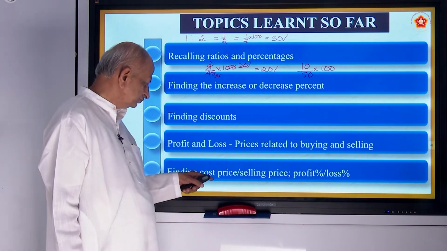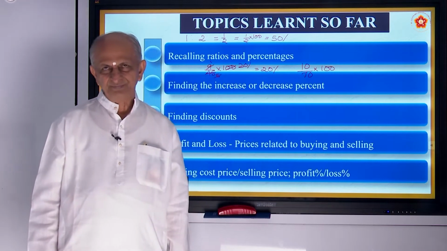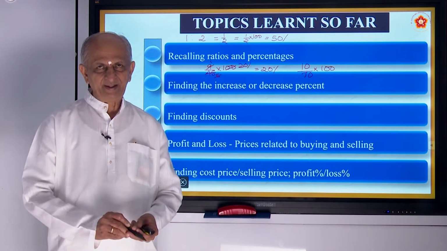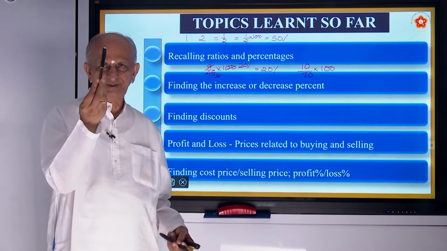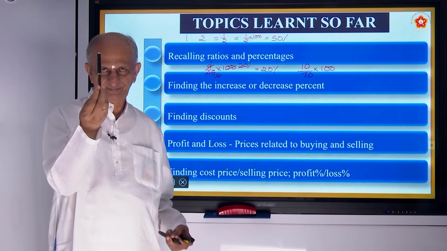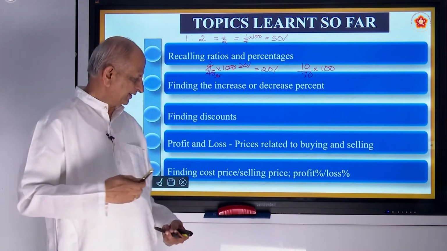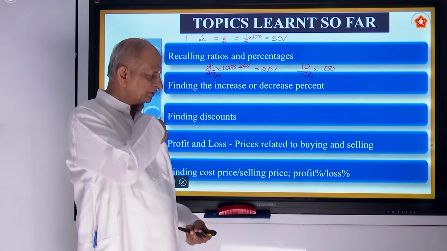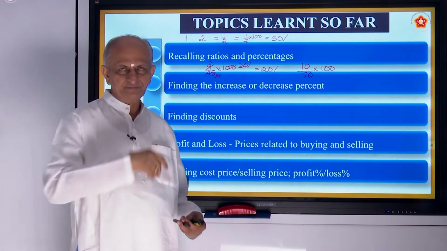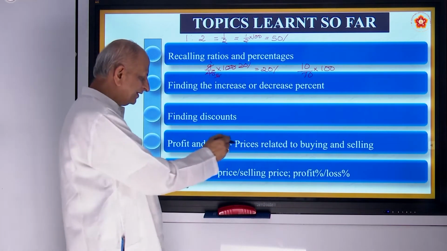Also cost price, selling price we have studied about. For example, a pen, the cost price of this say is 8 rupees, and if it is sold for 10 rupees, that is called as profit. So 2 rupees profit. For 8 rupees, the 2 rupees profit, how much percentage?